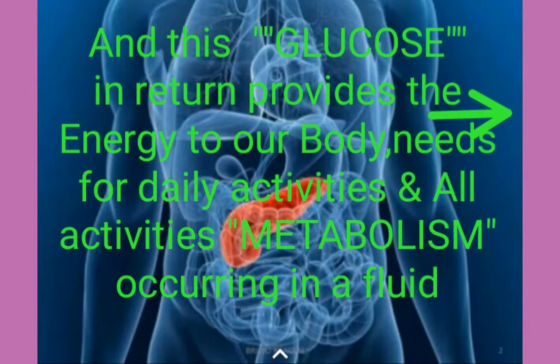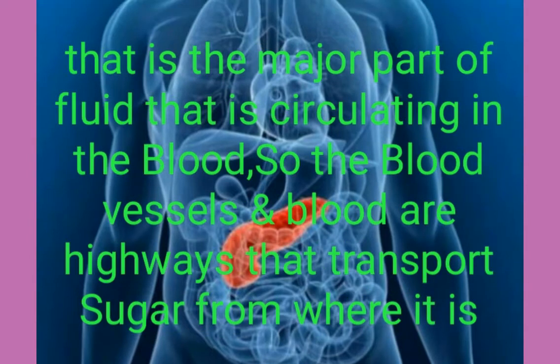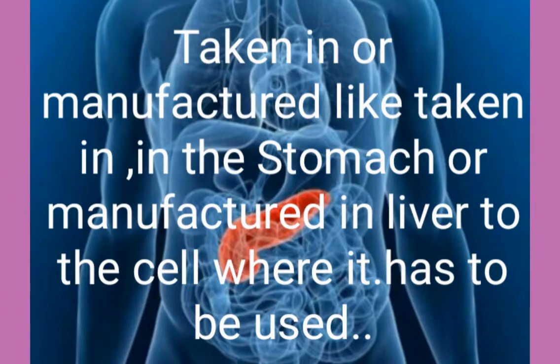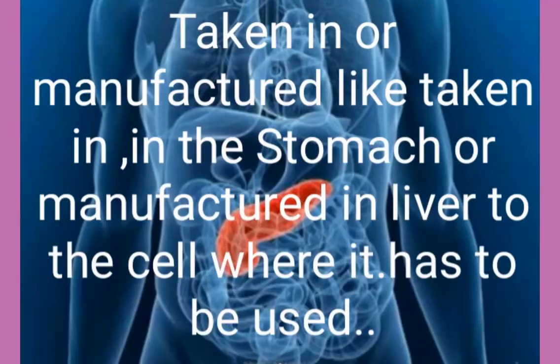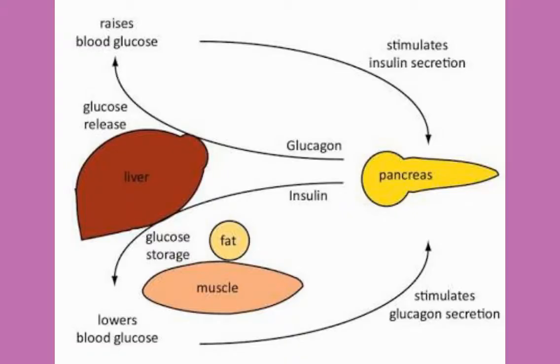All these metabolic activities occur in a fluid, and the major fluid circulating in our body is the blood. So the blood vessels and blood are the highways that transport sugar from where it is taken in, like the stomach, or manufactured, like the liver, to the cells where it has to be used. It is used by the muscles and organs, and it is stored in the form of fat.